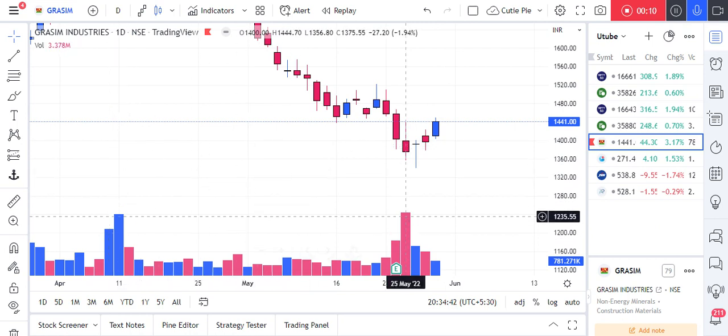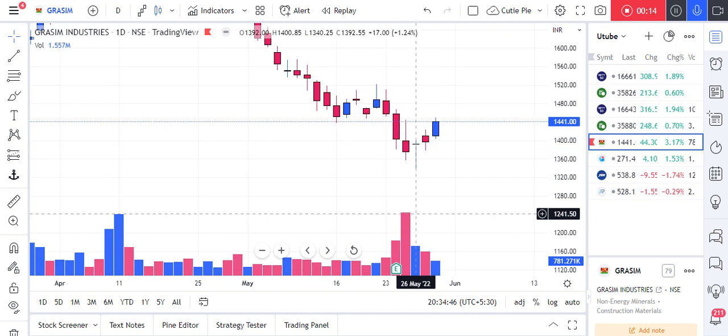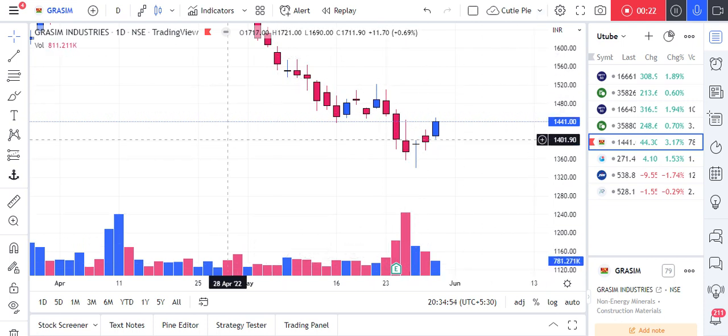So, today I am going to talk about a simple trading strategy. It's for a news day. Whenever there is some important news about a particular stock, you can apply this strategy.